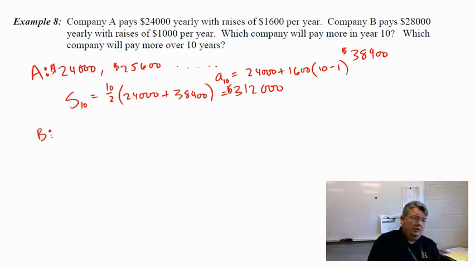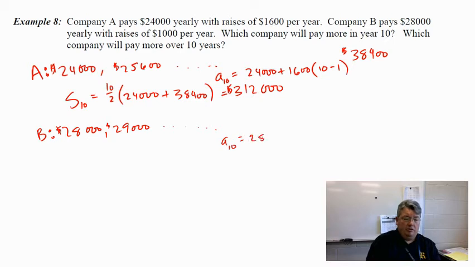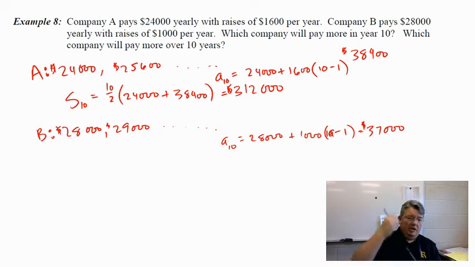Okay, company B, these guys pay $28,000, but they only give $1,000 a year, so 28, 29. So year 10. The 10th year I could find by going the first year, 28,000 plus the raise, that's 1,000 times 10 minus 1, which is 9. Well, 1,000 times 9 is 9,000, 28,000 plus 9,000 is 37,000. So these guys pay less in the 10th year.